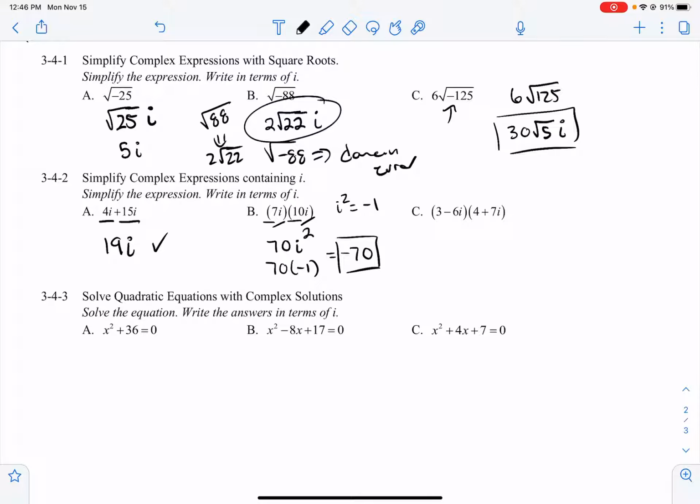Okay, for part C, I have to FOIL. I have to do 3 times 4, which is 12. Then I have to do 3 times 7i, which is 21i. Then I do negative 6 times 4, which is negative 24i.